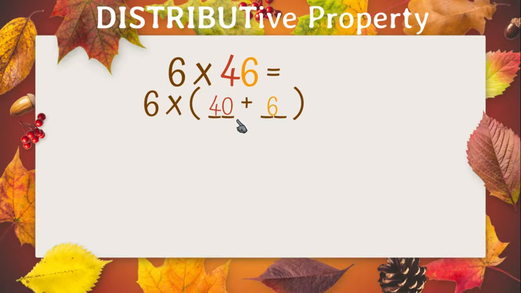Okay. So now, just like it says distributive property, I see the word distribute would have an E here, but I'm going to distribute. Just like if I were in class and I had a bag of candy, I would want to distribute my candy to everybody, right? I'm going to break it apart. So I broke apart my 46 into tens and ones. So now I'm going to distribute my 6 to both numbers.